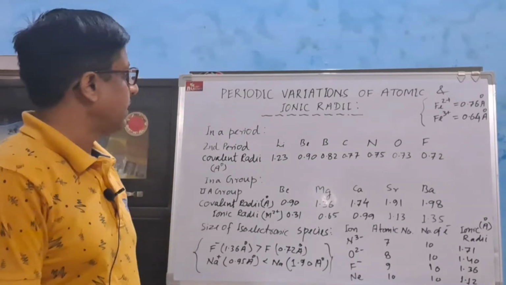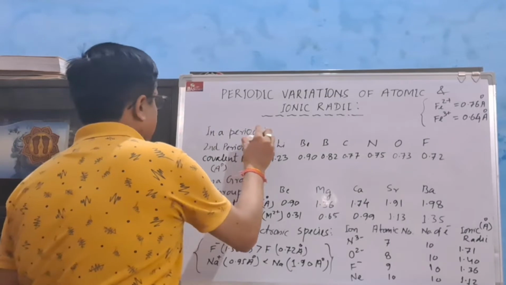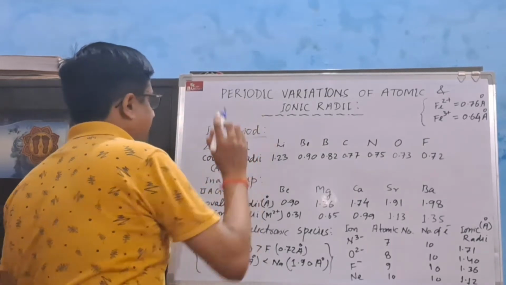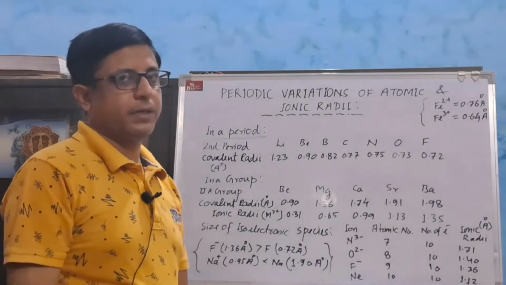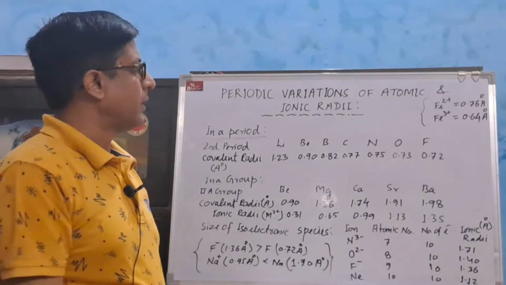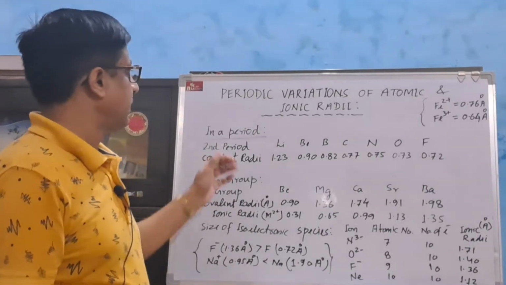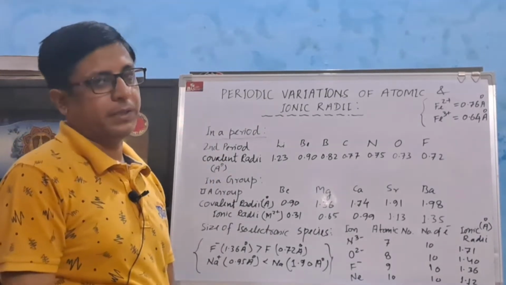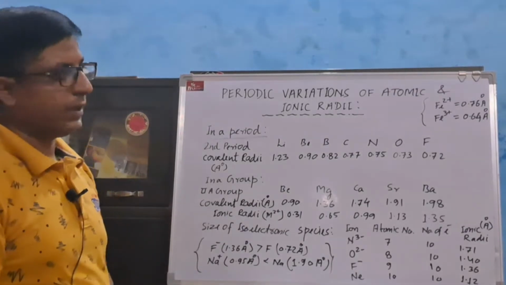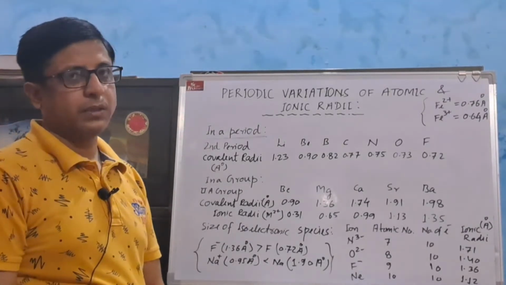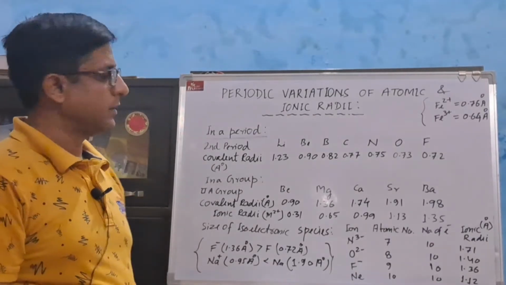The periodic variations of atomic and ionic radii. First, I shall consider them in a period. What is the variation of atomic or ionic radii in a period? With the change of atomic number in the periodic table, the atomic and ionic radii change. Let us consider the case of a period. We see that in a period, with increase of atomic number, the atomic or ionic radii decreases.